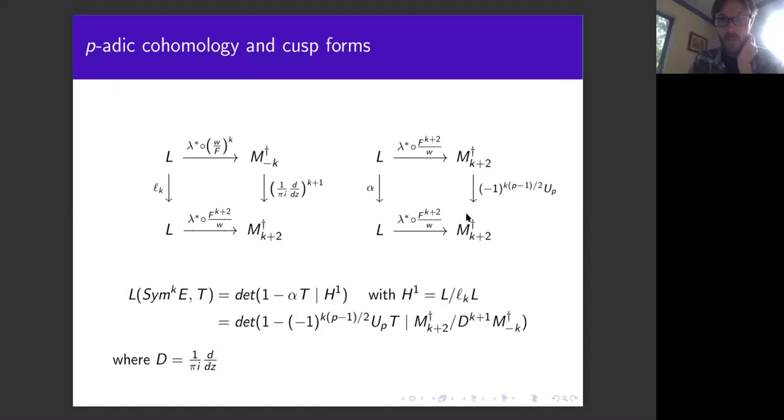And so what this means is that these two act in the same way, and so we get an equality of determinants. The determinant of this one is equal to the determinant of that one, in a very direct way, which is what I was originally looking for when I was doing this.